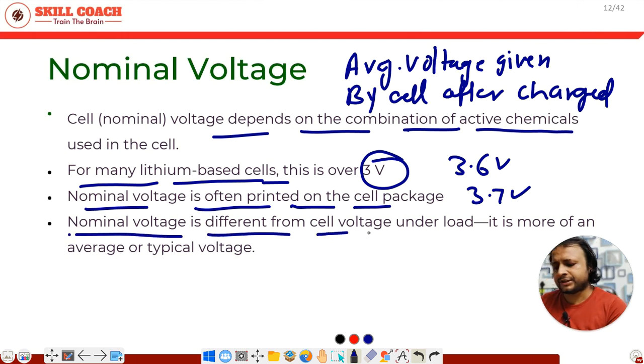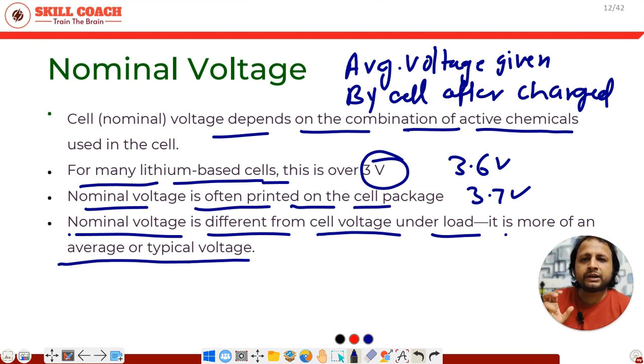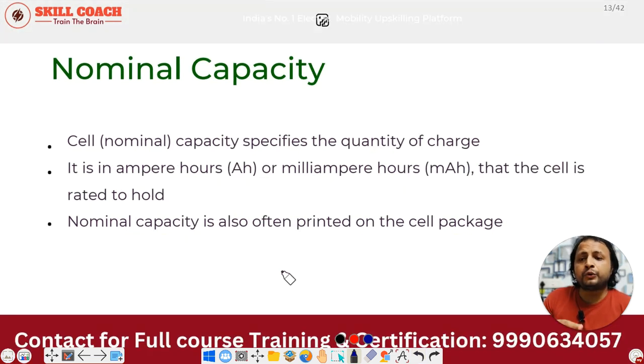So nominal voltage is different from the cell voltage under load, and it is more of an average or typical voltage. Whatever the lines, you should understand this one is important, and you can't remember it for a very long time. So you can just take a screenshot, or along with me make simple notes in your diary.